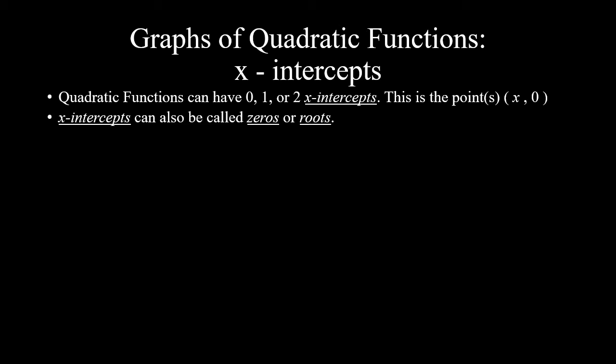So quadratic functions can have 0, 1, or 2 x-intercepts. This is the point where y equals 0, so you're looking at (x, 0). X-intercepts can also be called zeros or roots. You'll hear them referred to that way in our book when mathematicians talk about them. So when you hear any of those terms, it means the x-intercept of a quadratic function, okay?